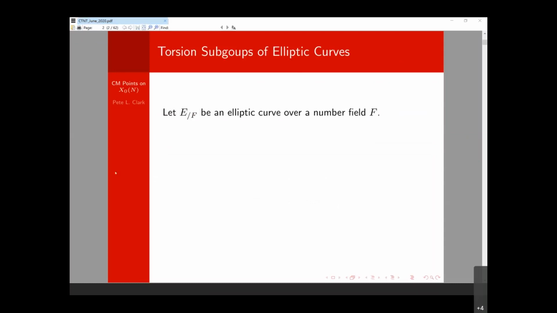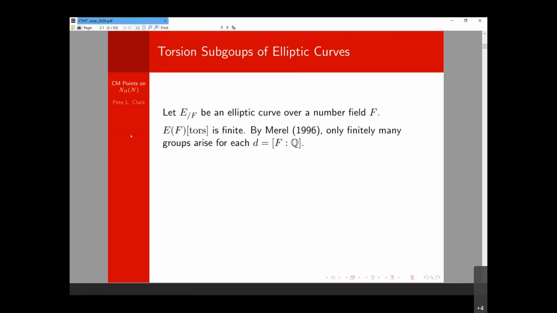So the one way to come at this, what I want to talk about is the very important topic of torsion subgroups of elliptic curves over number fields. So suppose you have an elliptic curve over a number field. Then it has a Mordell-Weil group, which is the group of all rational points. And by theorems of Mordell and Weil that are about 100 years old now, the torsion subgroup is finite.